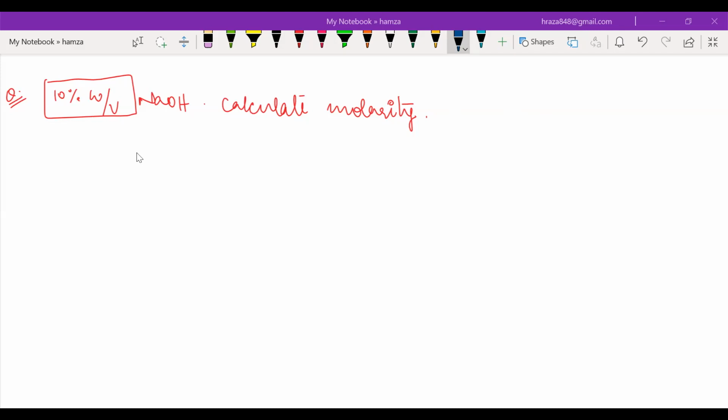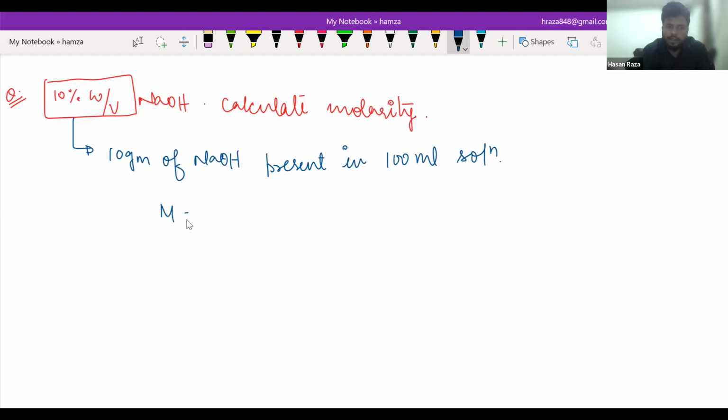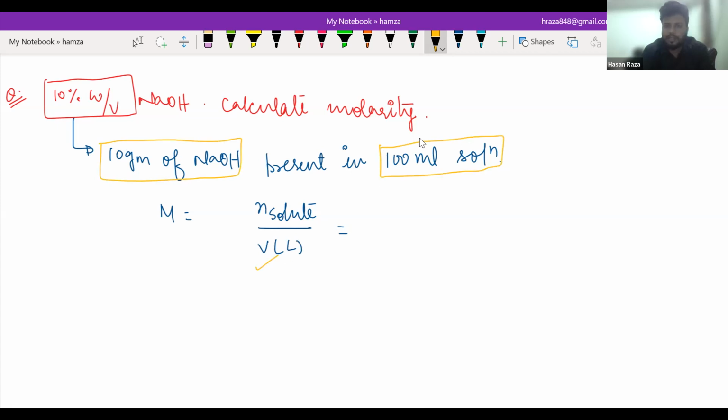Just see, I'm going to explain it. 10% weight by volume, that means 10 gram of solute or 10 gram of NaOH present in 100 ml solution, right? Now you can see molarity is asked, number of moles of solute upon volume of solution in liter. What is the solute? You can see this is the solute. And what is the volume? This is the volume that is given.